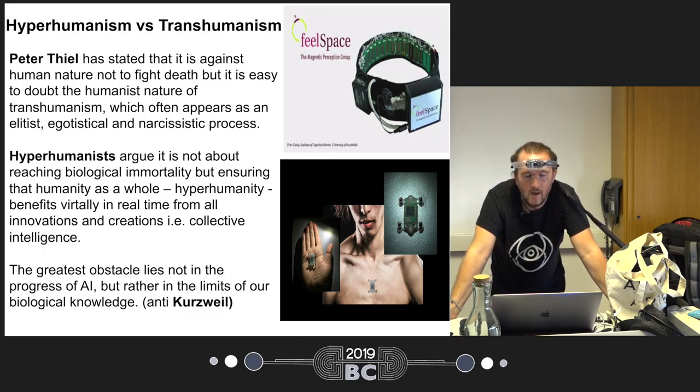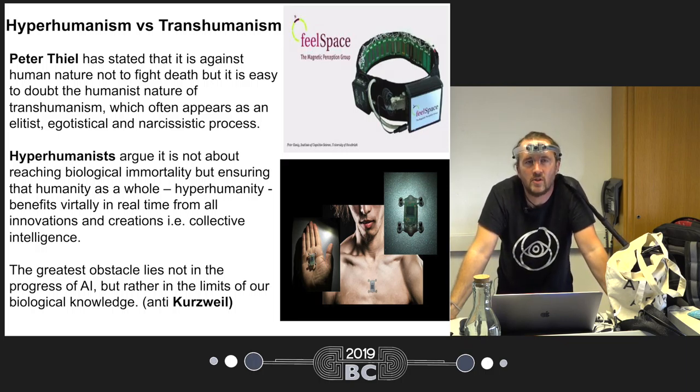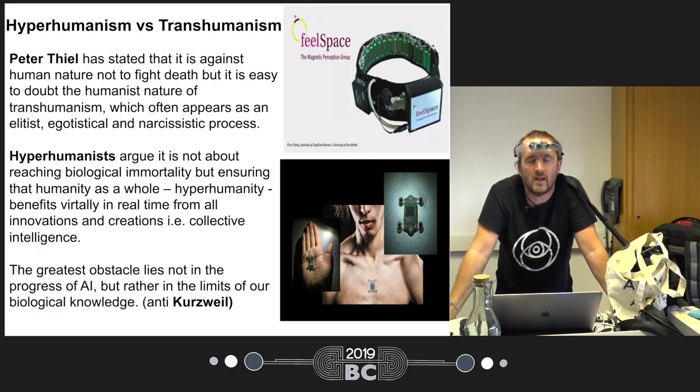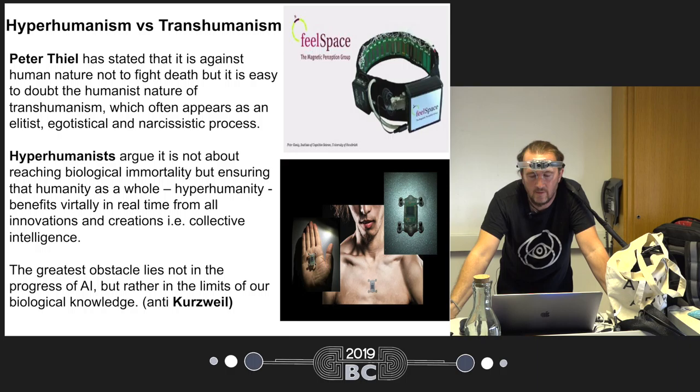Feel Space, however, above that, is something that you wear for 6 to 8 weeks, and then you have the NorthSense as a new sense once you've taken it off. So for me, that's hyperhumanism. That's not giving in to technology, not using it as a crutch, actually using it as like stabilizers on your bike to get you into a certain state, and then you build that state yourself.